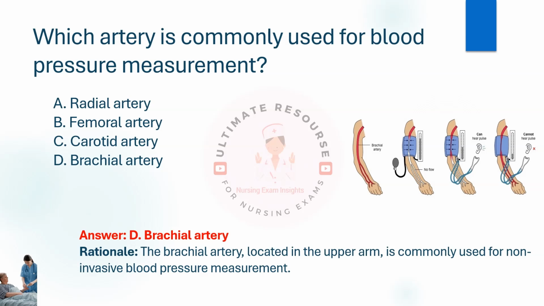Brachial artery. The brachial artery located in the upper arm is commonly used for non-invasive blood pressure measurement.